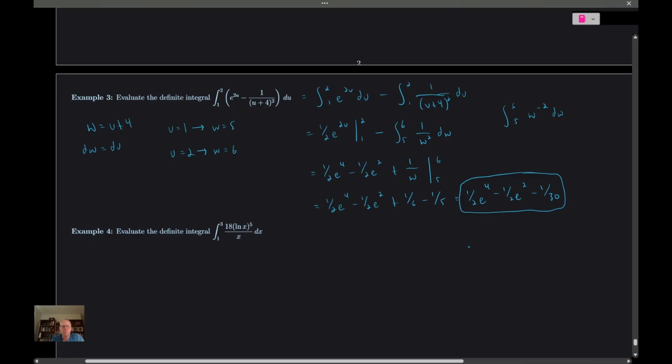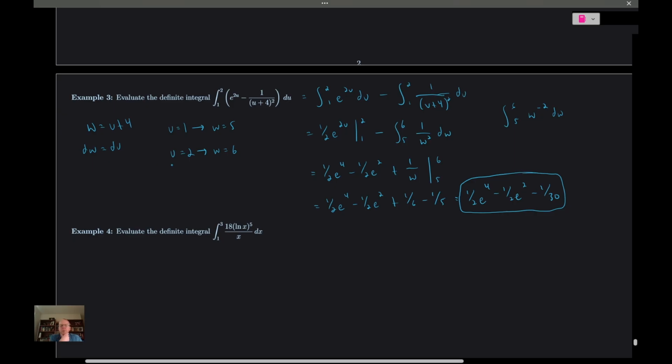Okay. So a little substitution trick here. If you're not comfortable with this yet, then when you get to here, you can just plug u plus 4 in again. 1 over u plus 4. Keep the 1 and the 2, the original limits. Don't change the limits. So that's kind of optional.